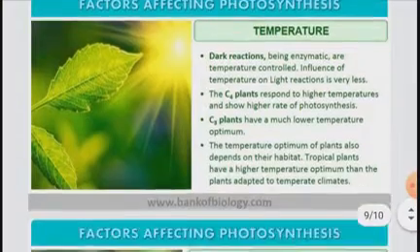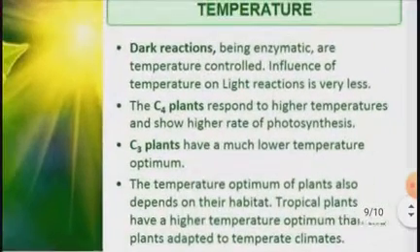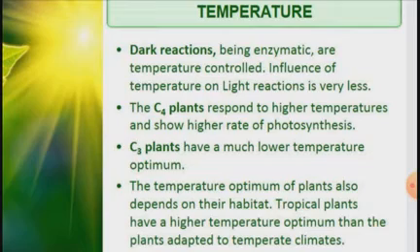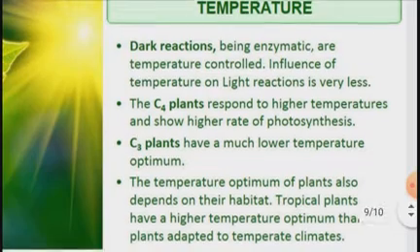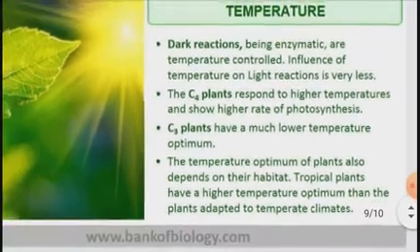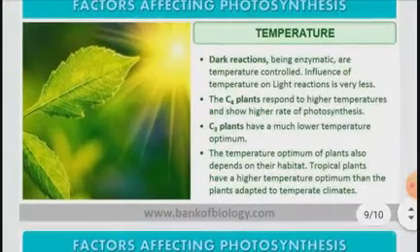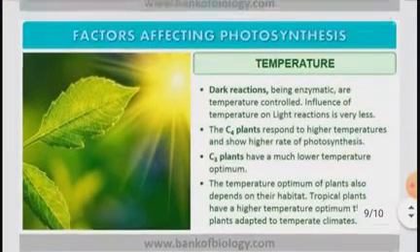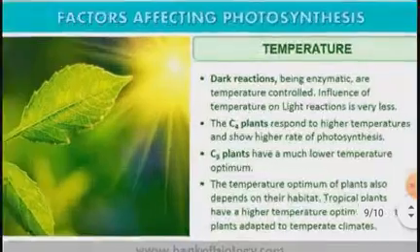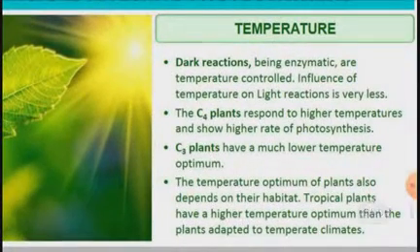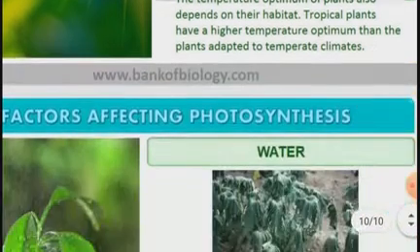Some factors affecting photosynthesis, like temperature. Dark reactions being enzymatic are temperature controlled. Influence of temperature on light reaction is very less. The C4 plants respond to higher temperature and show a higher rate of photosynthesis. C3 plants have a much lower temperature optimum. The temperature optimum of plants also depends on their habitat. Tropical plants have a higher temperature optimum than plants adapted to temperate climates.